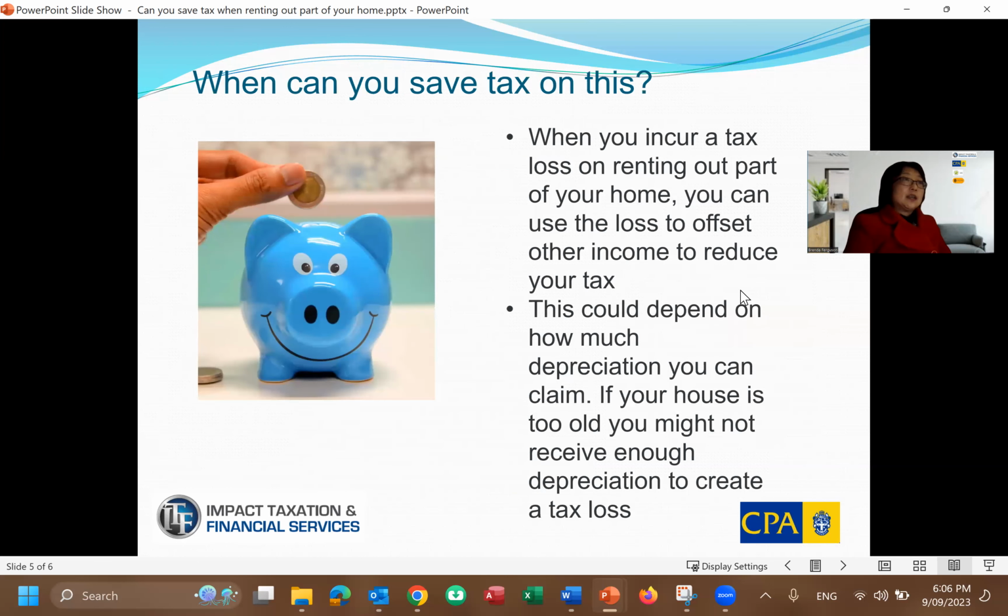All right, so when can you save tax on renting out a part of your home? It's actually when you incur a tax loss. So how can a loss be generated? It's when income minus deductions is a minus figure. That's a tax loss.